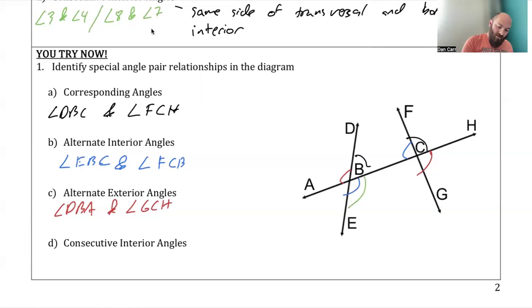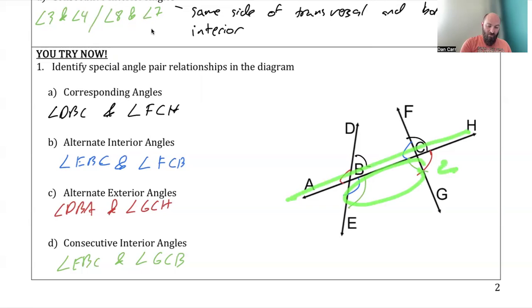And then finally, consecutive interior angles. Okay, so I'll do this angle and this angle here for an example. So that's angle EBC and angle GCB. Consecutive interior means they're on the same side of the transversal. So they're both on this kind of lower part of the transversal, and they're both in the interior here. So that's where they're at.